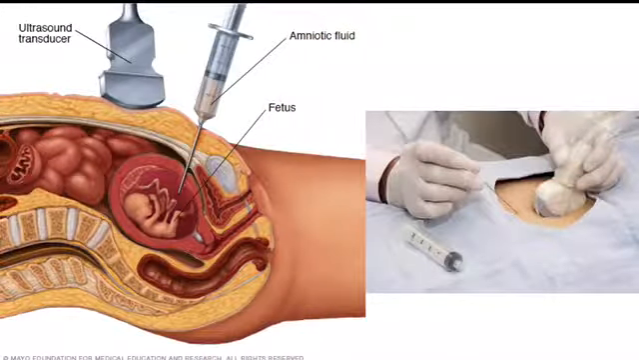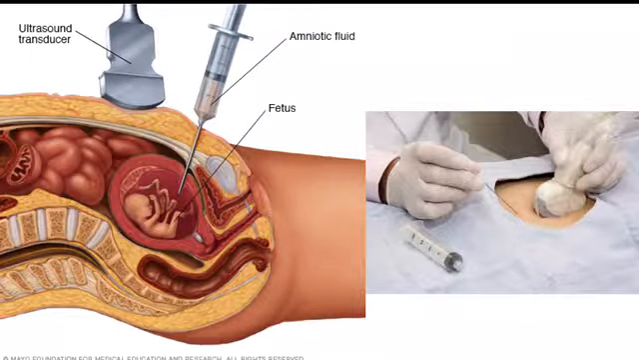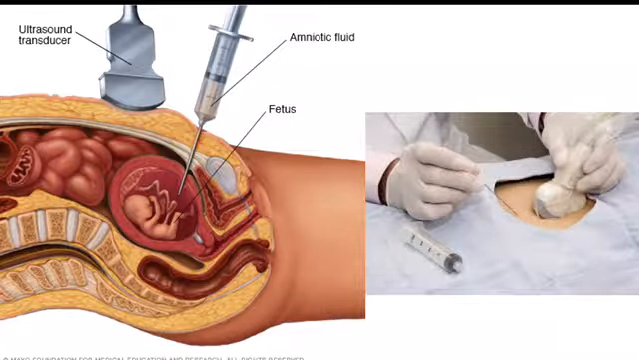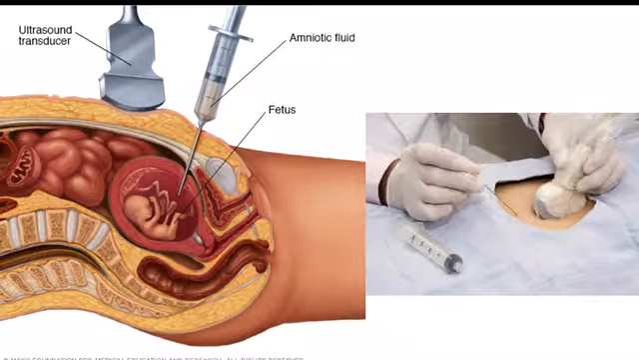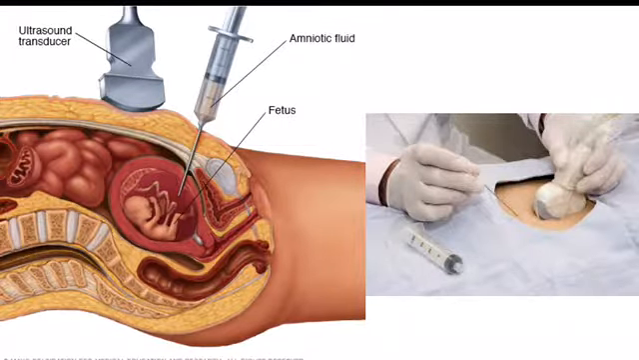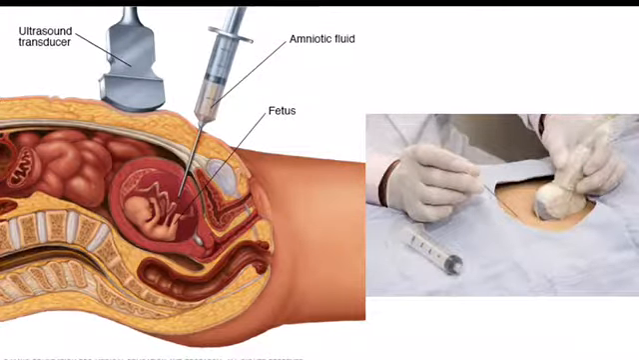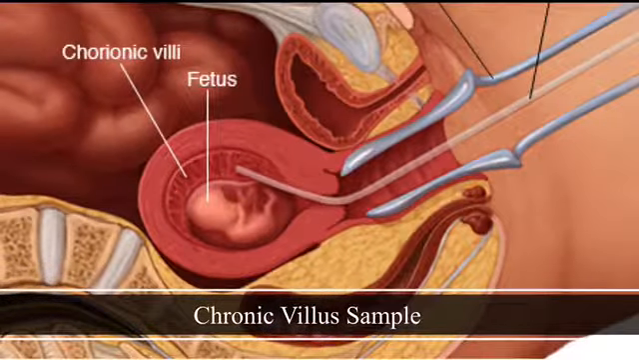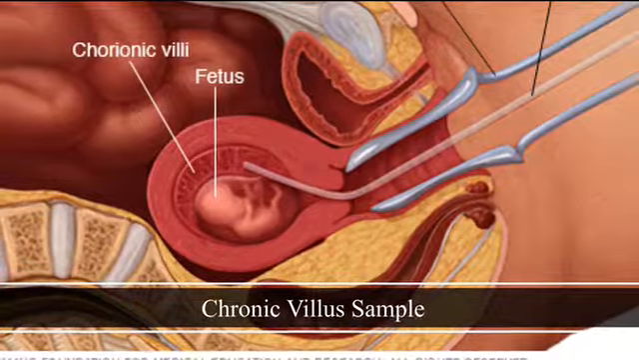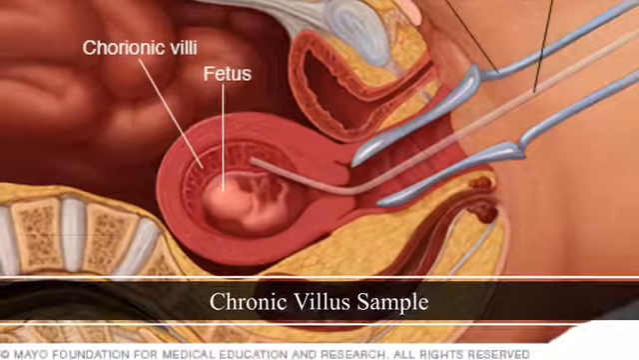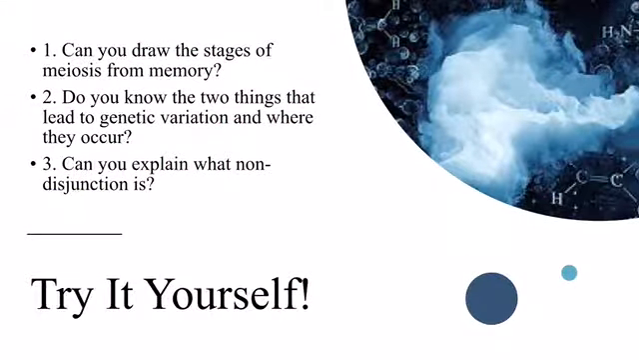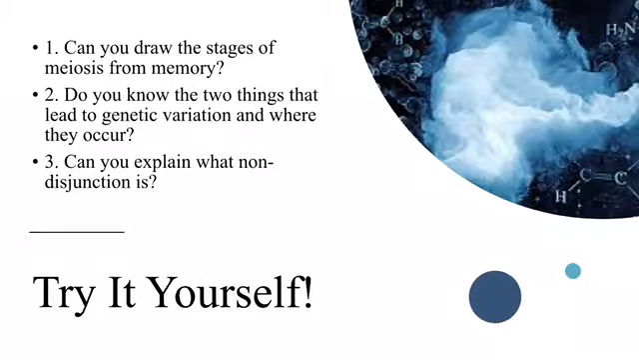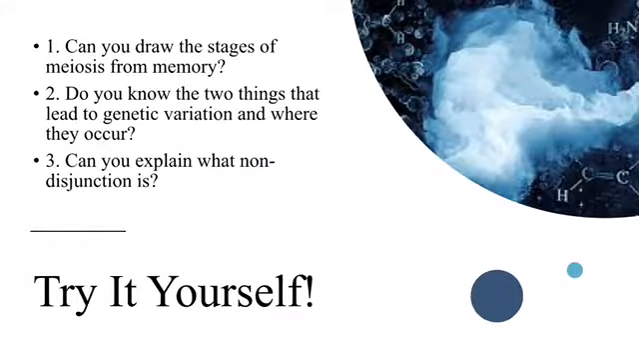So these images on your notes sheet are asking you to label which one's an amniocentesis and which one's a chorionic villus sample. Based on these pictures, you can tell that the first one with a hypodermic needle is amniocentesis. The second slide is the chorionic villus sample, and you can see it is a bit more invasive. Okay, so try this yourself. At this point, you can slow down the video and actually do these. These will show you what you really know.